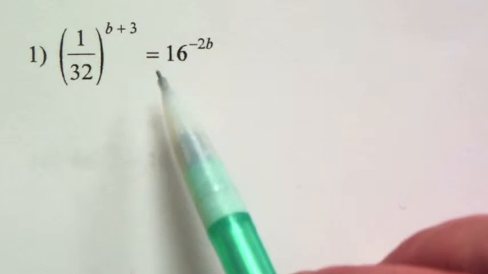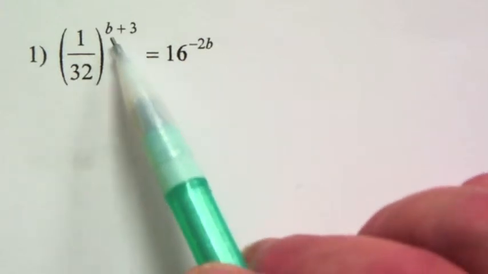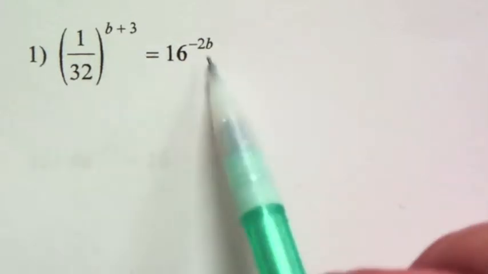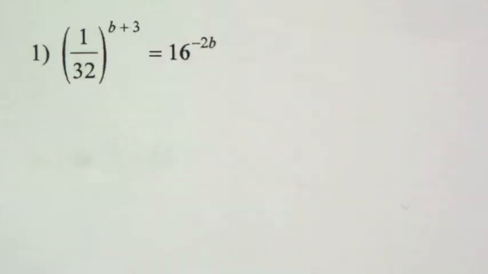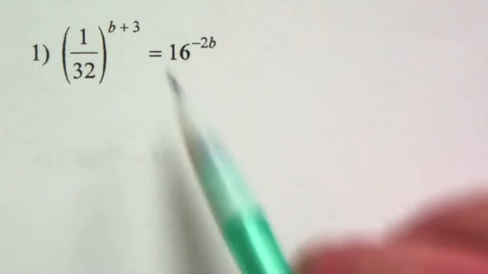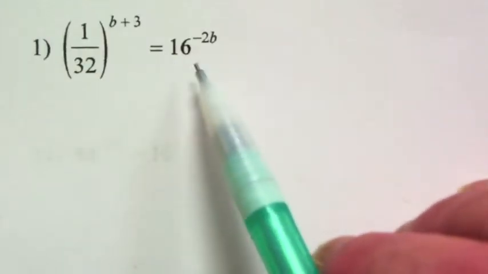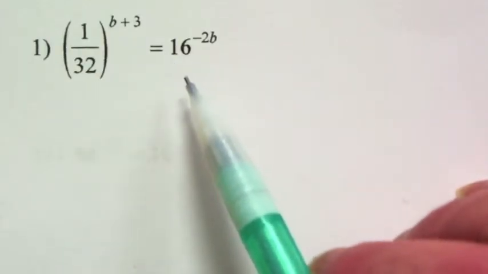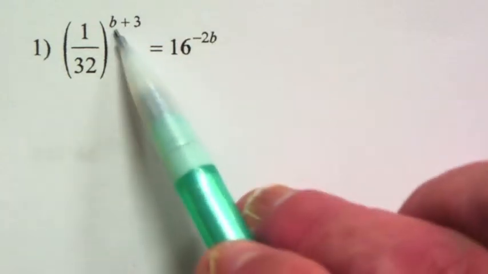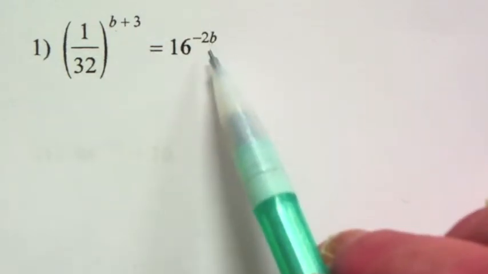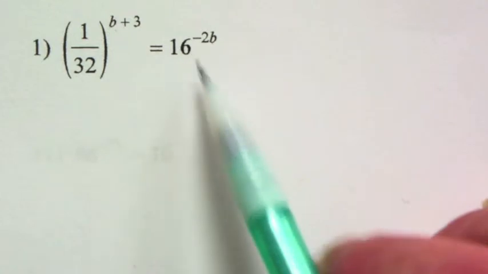This is an exponential equation. We can identify that because the exponent is where a variable is. That makes it an exponential equation. It's saying that the left side is equal to the right side. So far, I haven't told you anything you don't already know. But this b here and this variable are the same, so we have to solve for it.